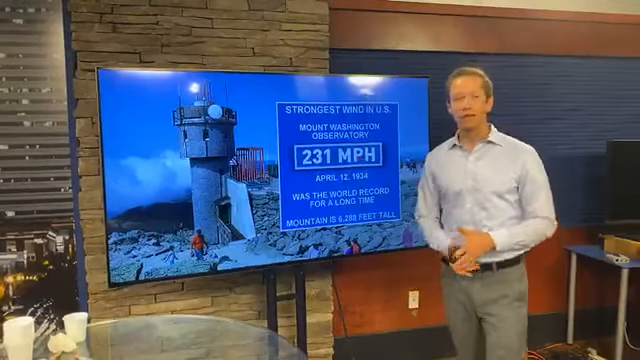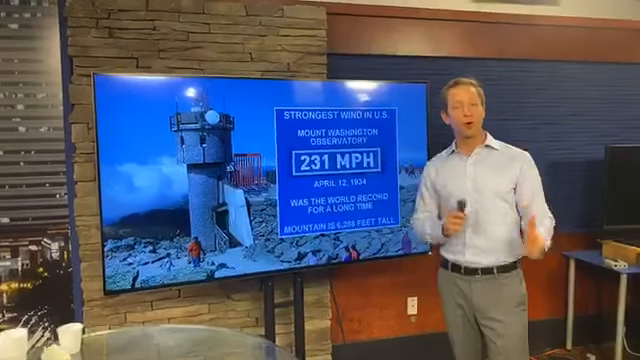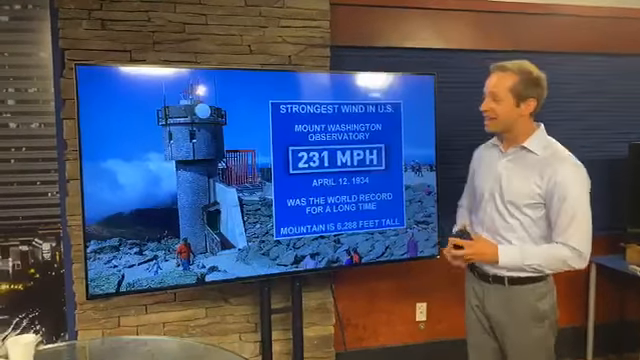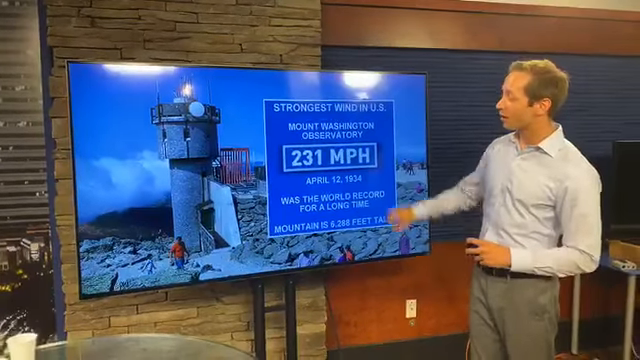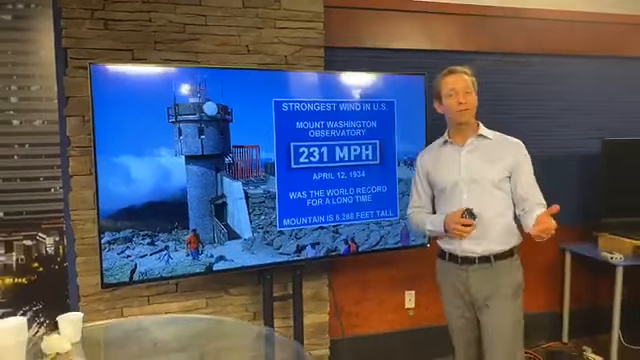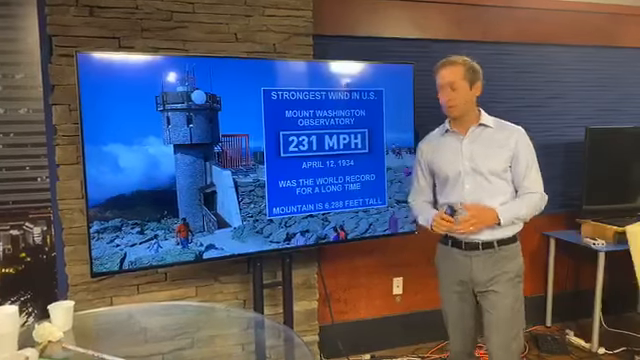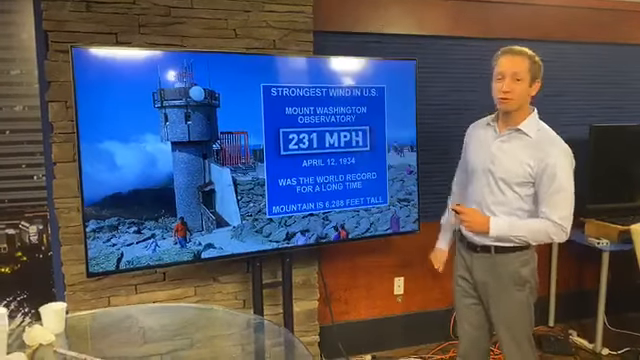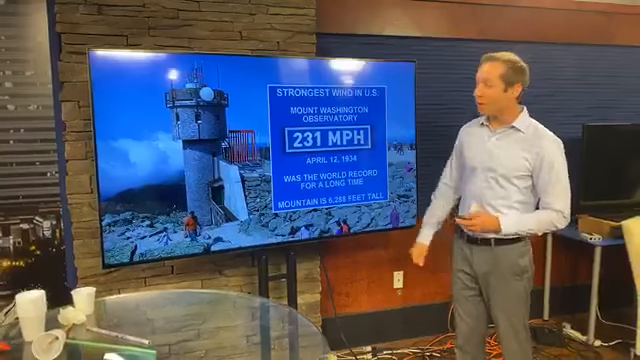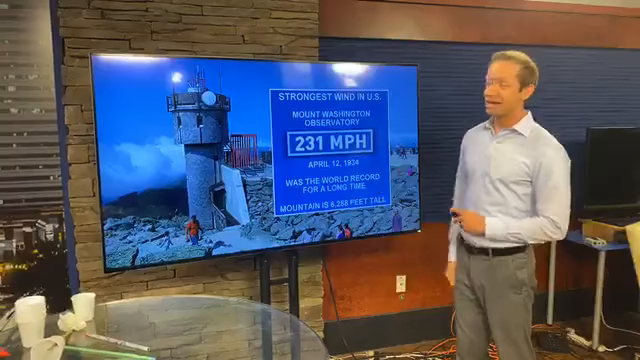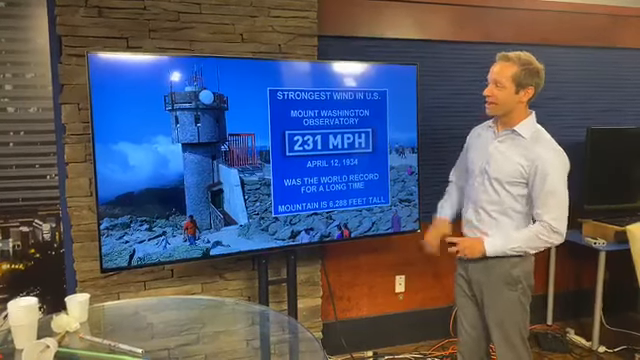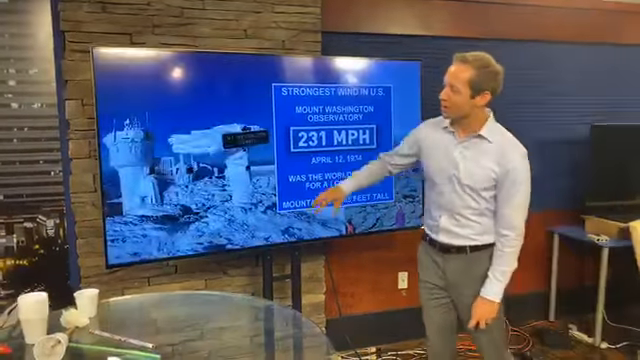And that actually occurred on a day that was a lot like what we're just talking about. Strong low-pressure systems moving out to sea as high pressure moves in, sandwiched in between the two, 231 miles per hour. For a point of reference, we were talking about our tornadoes from last Monday. The strongest winds that we had in those tornadoes were around 160 miles per hour. So we're talking much stronger than that. And that was just a weather system there, and people were actually inside the observatory when that happened, checking on the instruments.